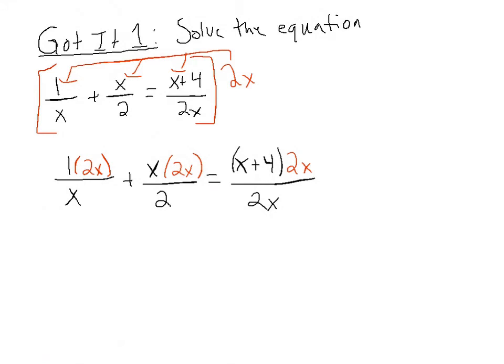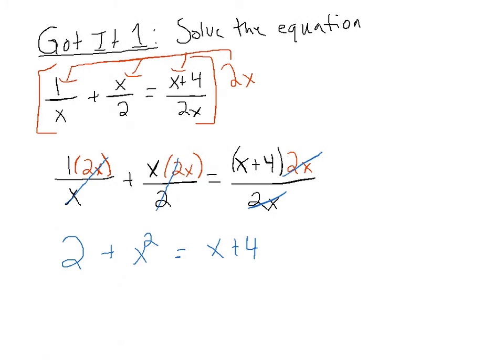So now what I can do is go through and simplify everything. If you notice, 1 times 2x is 2x over the x. The x's here will cancel out, and I have just 2 left. Okay, so now again, I have 2 over 2. Those can cancel out, and I'm just left with x times x, which is x squared, is equal to, and again 2x, 2x, they cancel out, and that's just x plus 4.